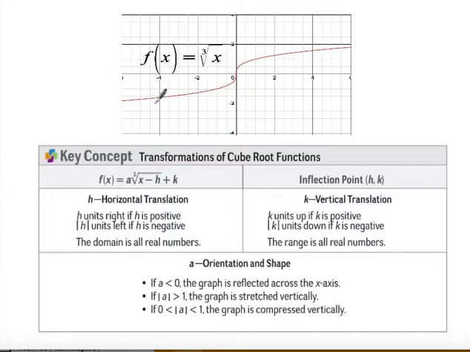So let's look at our translations. Now you're going to see that this looks very familiar to our translations for squared functions, where the k is representing our vertical translations, moving up and down. Our h is going to represent our side to side, and our a is going to represent if we are stretching, if we're compressing, if we are flipping over our axis. That's going to be our orientation and shape. If you need to pause the video and look at those aspects, do so now.